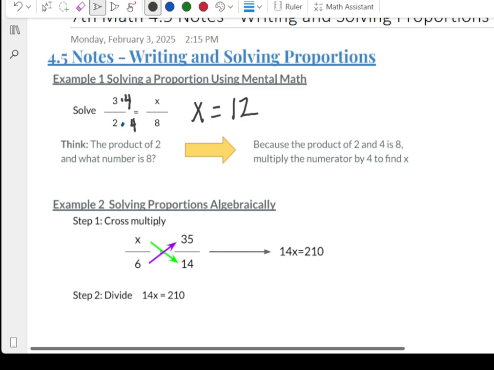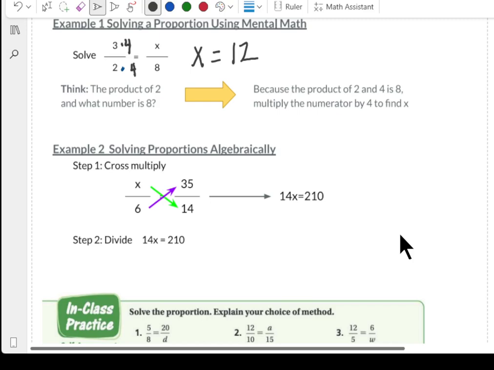Okay, so now I want to show you solving proportions algebraically. We're going to cross multiply when we do it. Now, x times 14 is 14x, right? And 6 times 35 is 210.